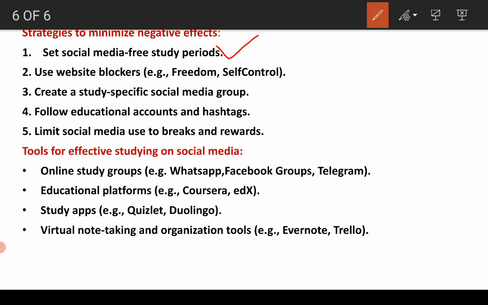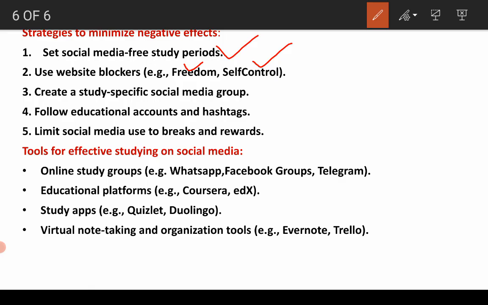But also, if you choose to have your phone close by, you can block some of the annoying sites, the sites that take away your concentration. Examples of such blockers are Freedom and Safe Control. These are softwares you can get from the phone, from the Play Store, and then use them to block the channels that you don't need to interact with on social media.